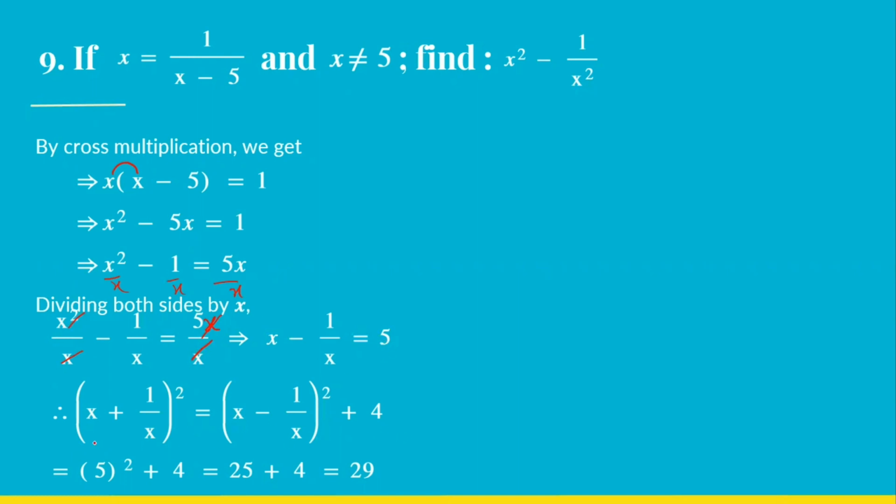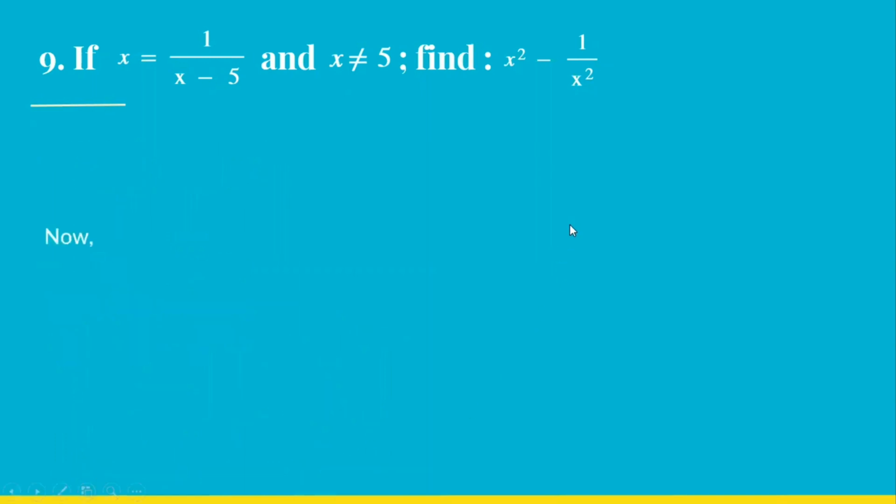So we have an identity: x plus 1 upon x the whole square is equal to x minus 1 upon x the whole square plus 4. X minus 1 upon x, we have got the value 5. So 5 square plus 4, which is 25 plus 4 is 29. So this is how you get x plus 1 upon x is equal to plus or minus root 29.